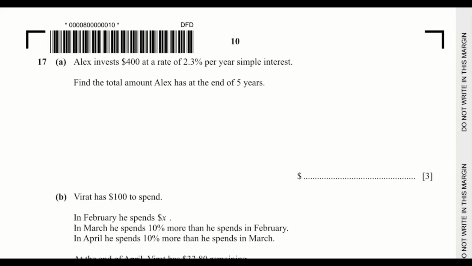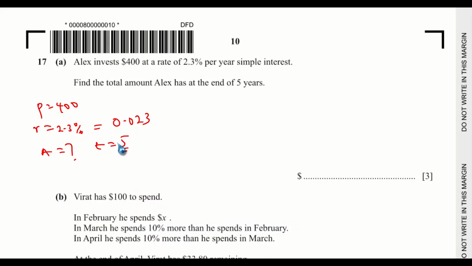Alex invests $400 at a rate of 2.3% per year simple interest. Find the total amount Alex has at the end of 5 years. In this case, the principal is equal to 400, that's the starting amount. The rate R equals 2.3%, which is the same as 0.023. The amount we don't know yet. Then the time is equal to 5.